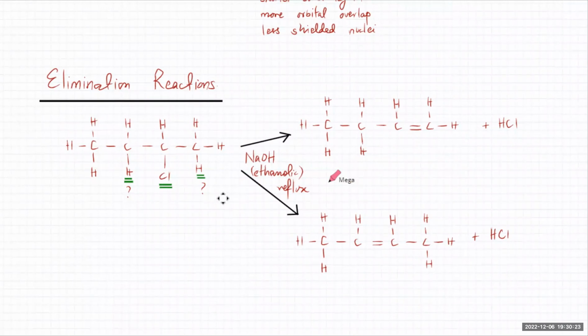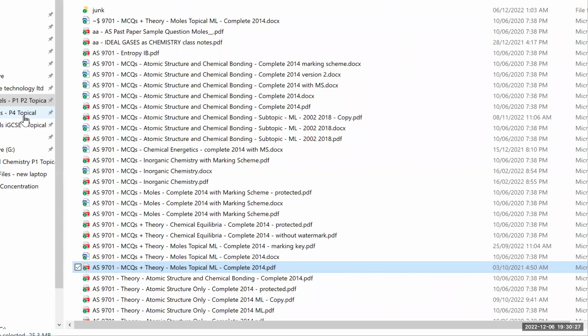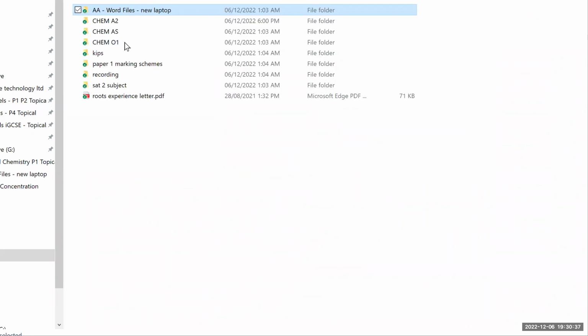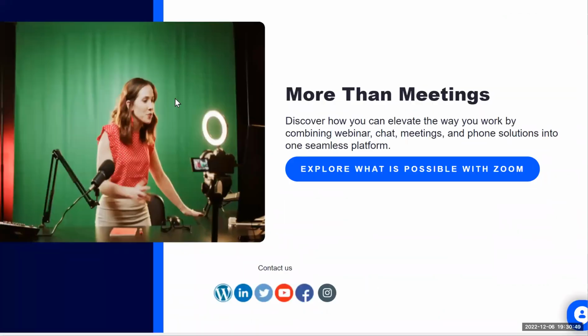Okay, by the way, for reference, later on I'll share this sheet as well. There's a reaction chart, the way you're going to remember all of this. Where is AS? So here there's this best AS organic revision chart. This chart pretty much has all the reactions on one page.